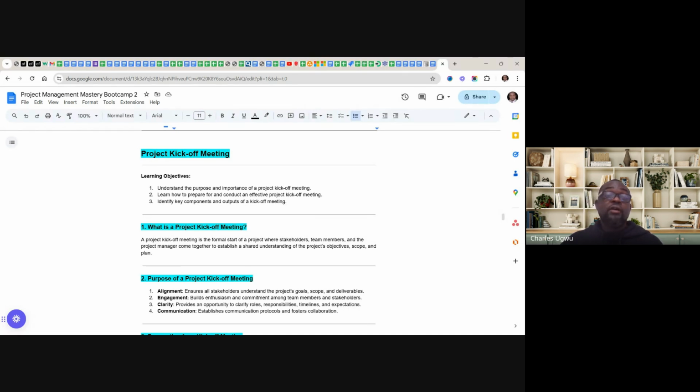So in this project kickoff meeting, number one, we try to understand the purpose and importance of a kickoff meeting, learn how to prepare and conduct an effective kickoff meeting, and identify key components and output of a kickoff meeting. This is very, very important to project managers. It's extremely important. This is one of the things they are going to be looking at. This might be the first appearance before wider stakeholders.